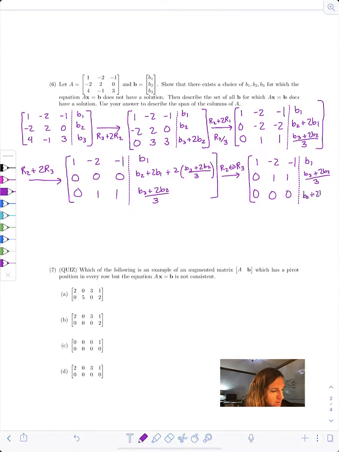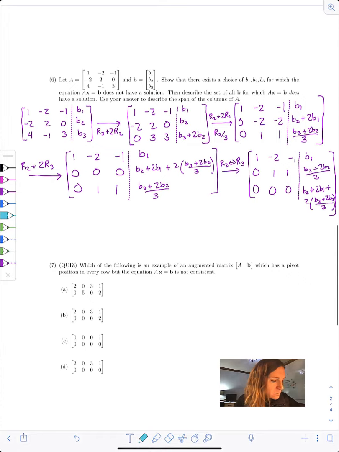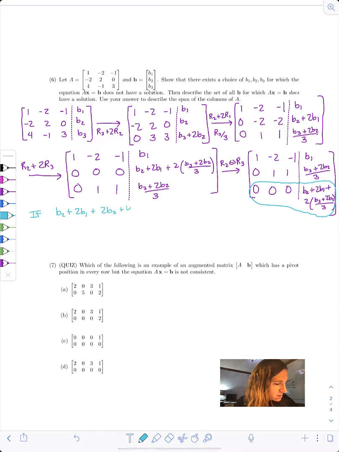B2 plus 2B1 plus 2 times, hopefully you guys can see that, B3 plus 2B2 over 3, kind of squished over there. But the point here is that if we want to figure out how we can get no solution, well, basically anytime that thing on the right is not 0, then we have a problem and we have no solution. So if B2 plus 2B1 plus 2B3 plus 4B2 over 3 is not 0, then we have no solution.